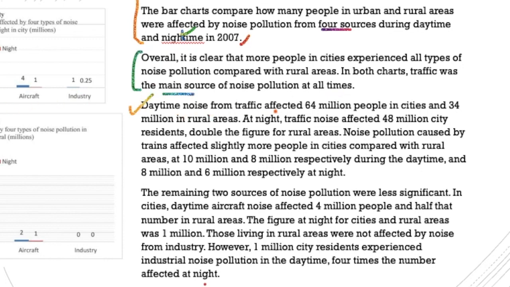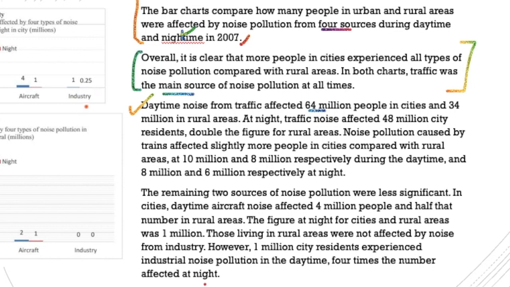Daytime noise from traffic affected 64 million. Now till now we haven't talked about the data. Now we'll start talking about the data. So 64, as it is completely visible, daytime noise was 64 million in cities and 34 million in rural areas. At night, the traffic noise affected 48 million city residents and double the figure. So 48 is double of 24, right? So you can do the maths over here.